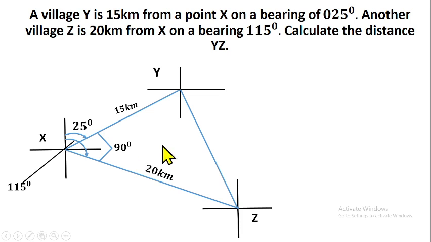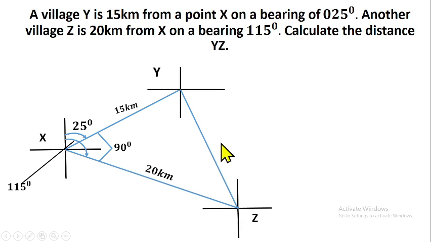So now that it's a right angle triangle, you should know the principle that you are going to apply to it. You can either apply trigonometric ratio or Pythagoras theorem. You cannot apply sine rule, you cannot apply cosine rule here. Now, the question asks us to calculate the distance YZ. You have to look at this side.